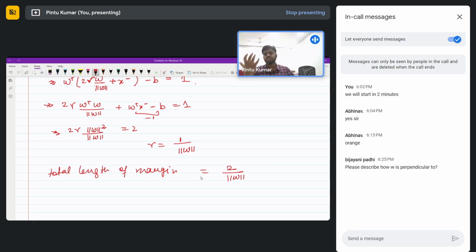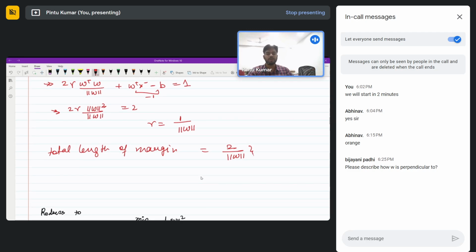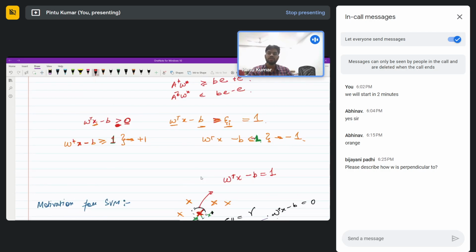So what was the motivation behind this support vector machine? Okay, I'll get to that point, whoever has raised. So our main goal was to maximize this distance. So the task of support vector machine can be summarized as an optimization problem, which is I want to maximize this thing and I have some constraints. What are those constraints? Those constraints are these two constraints.